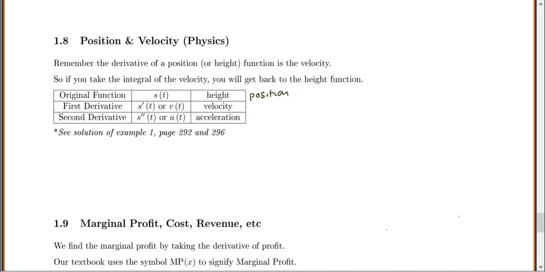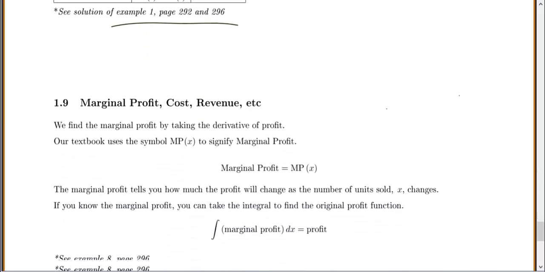So as you take the derivative, you can go from height to velocity to acceleration. If you want to go the other way, if you want to go from acceleration to velocity or velocity to height, you take the integral. Okay, and you can see an example in your book of this.